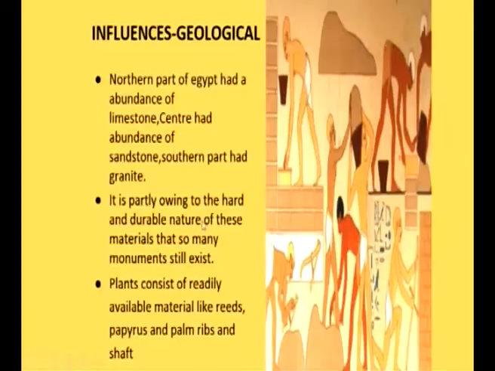The stones, like in the north of Egypt, you could see sandstone. In the middle is the limestone. In the southern region, you could see granite. All this material contributed greatly to Egyptian architecture. These materials have been long lasting, and they are one of the reasons why Egyptian architecture can be seen till now. The northern part of Egypt had an abundance of limestone, the center had an abundance of sandstone, and the southern part had granite. The hard and durable nature of these materials is why so many monuments still exist.